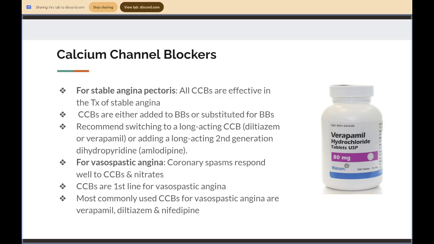For vasospastic angina, it responds well to calcium channel blockers and nitrates. Calcium channel blockers are going to be first line. The common ones are going to be verapamil, diltiazem, and nifedipine.